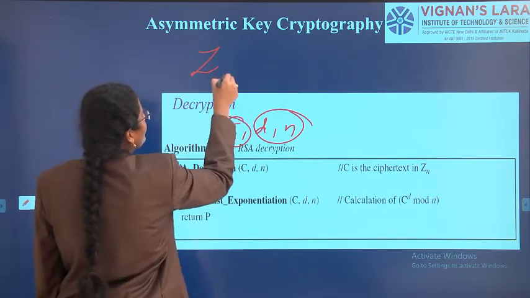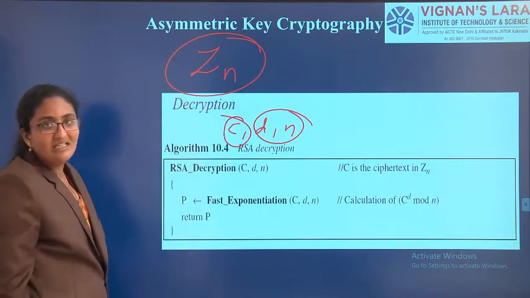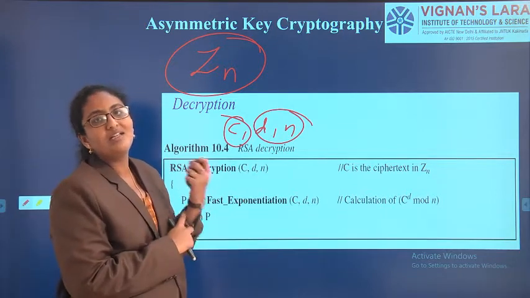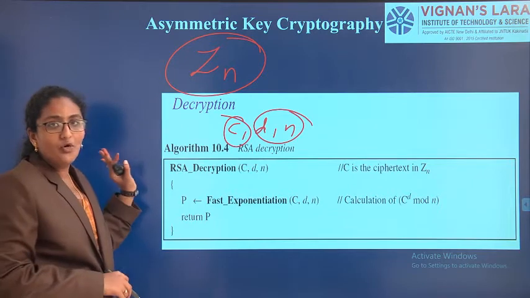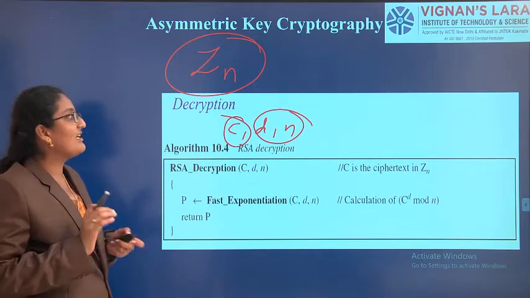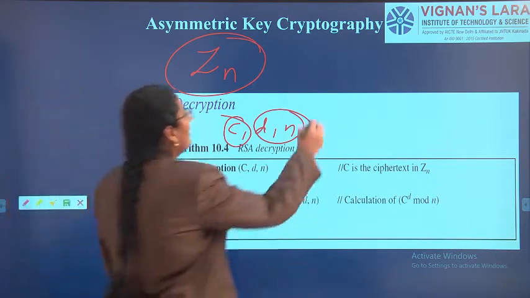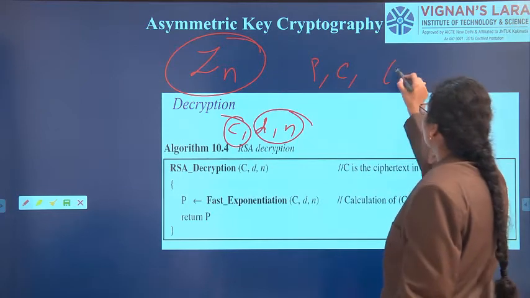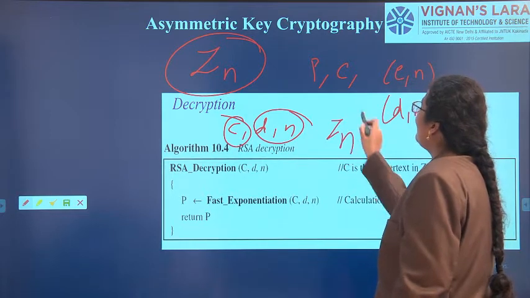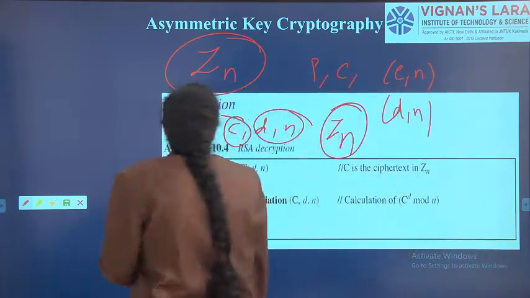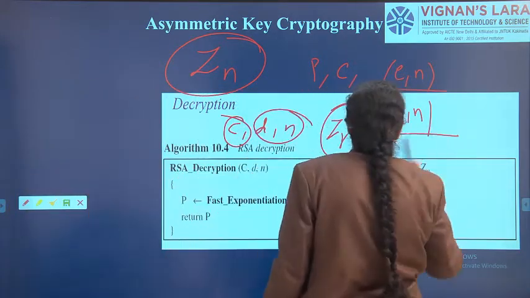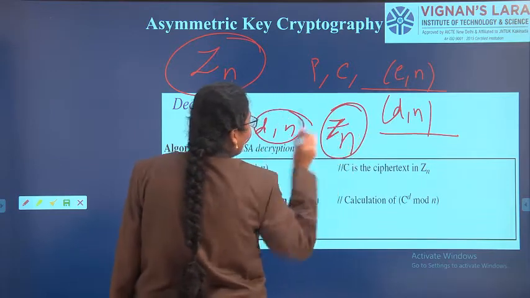You already know that in the first unit we decided Z of N is the integers. We are talking entirely about integers and prime numbers. The entire unit is about numbers only. As you already know, in asymmetric cryptography, plain text and ciphertext are integers. It's not text, it is an integer. So what are the parameters we will get here? P is for plain text, C is for ciphertext, E comma N is for public key, D comma N is for private key, and Z N is integers. These are the notations.